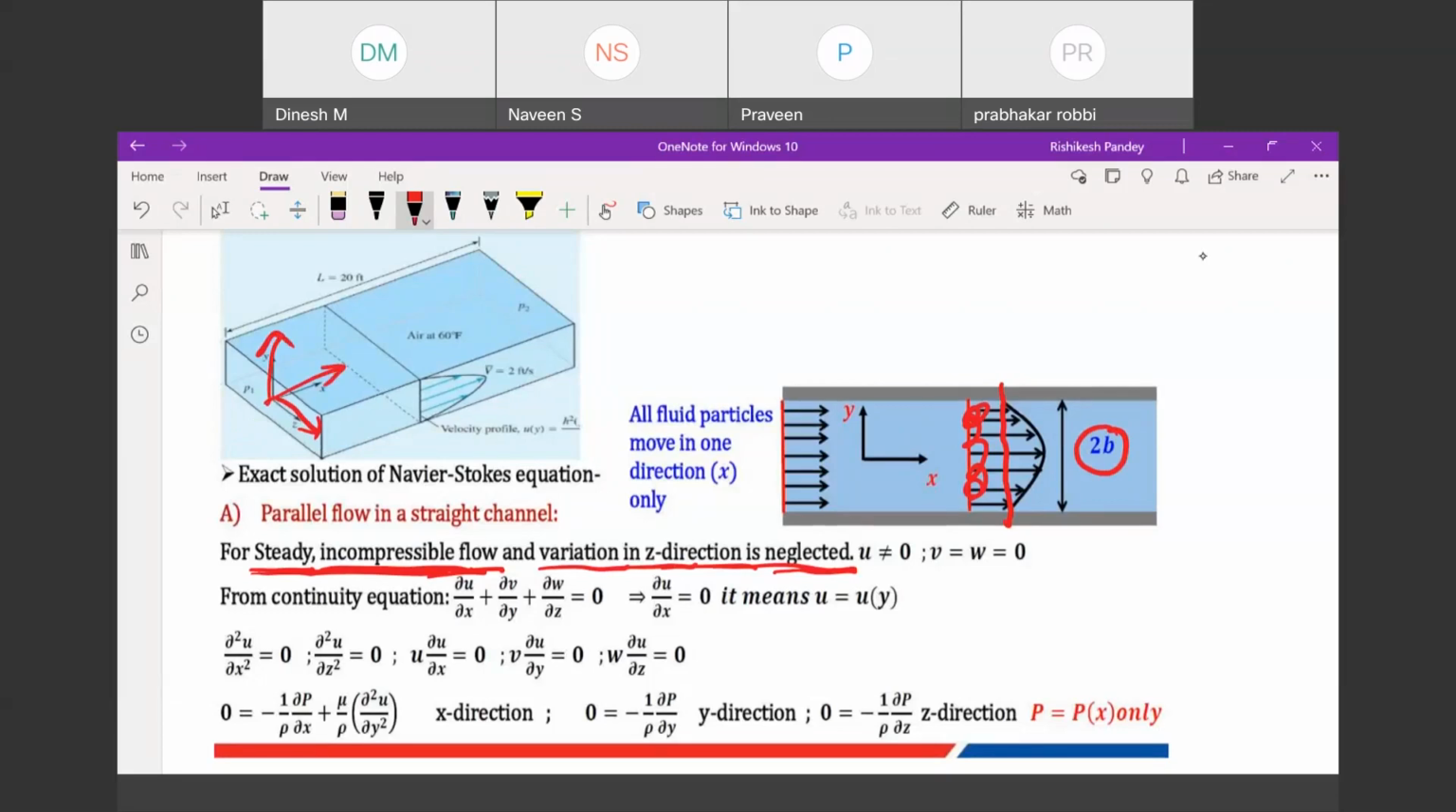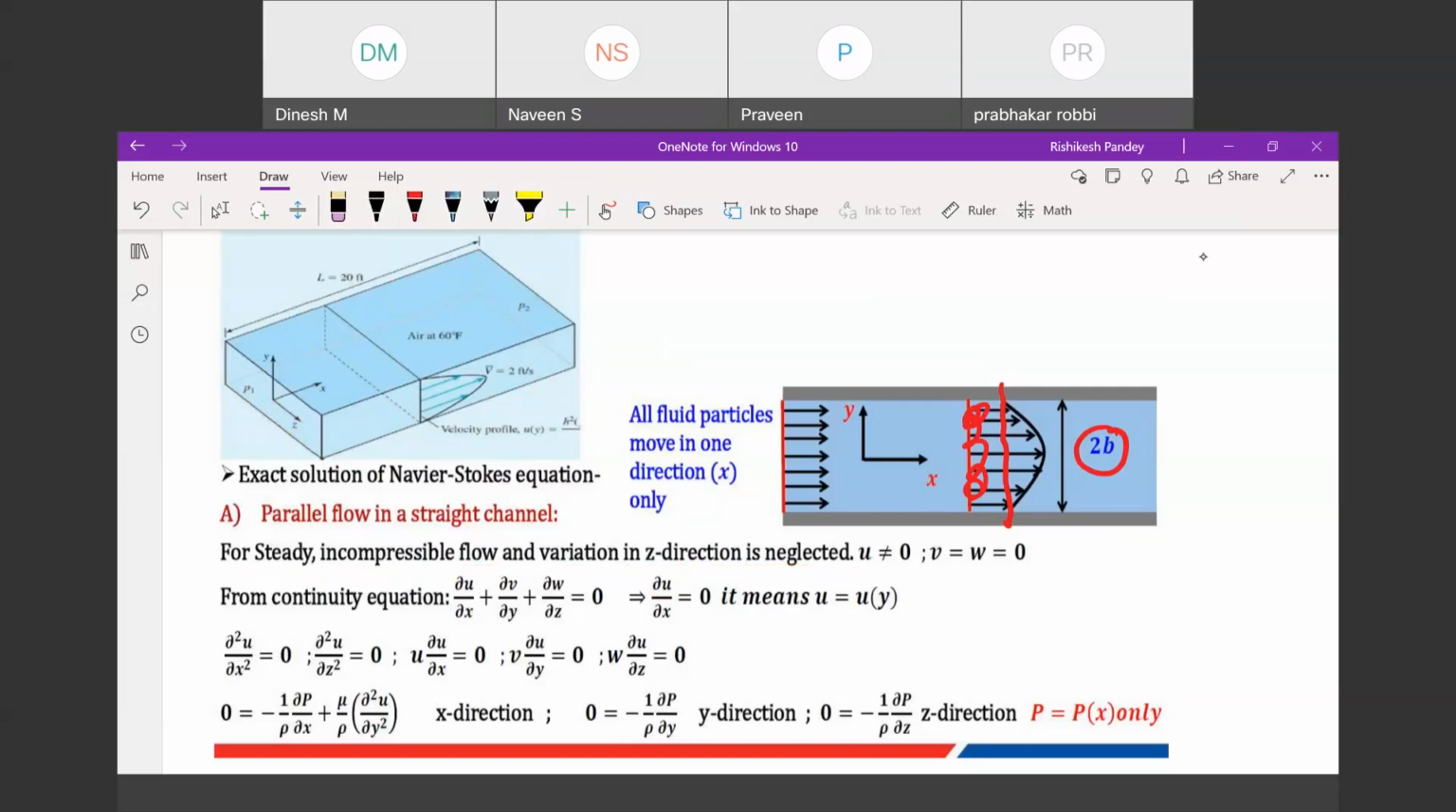So the fluid, as it is moving in this direction, there will be a variation of velocity, pressure, and all those things. In y direction also we can see some variation, but in z direction, as this dimension is very large, the variation is very less. So we are neglecting any variation in z direction. These assumptions are: steady flow, incompressible, and variation in z direction is neglected.